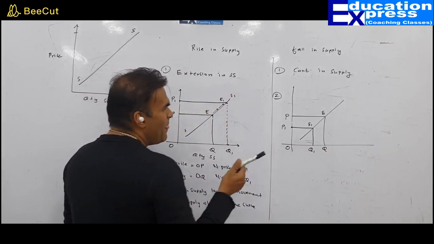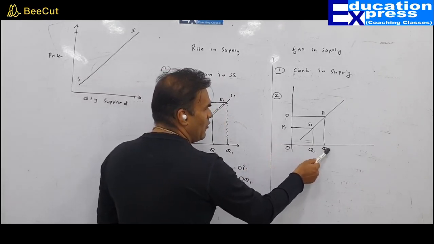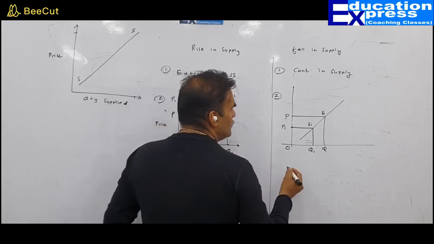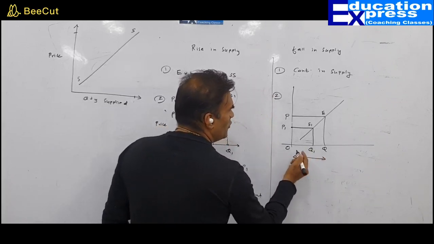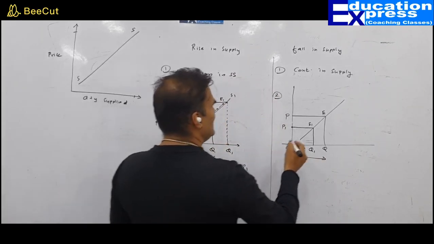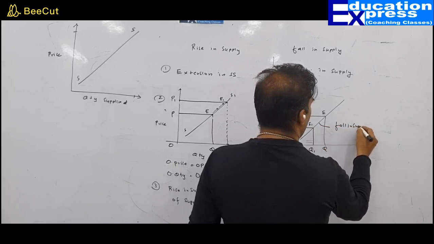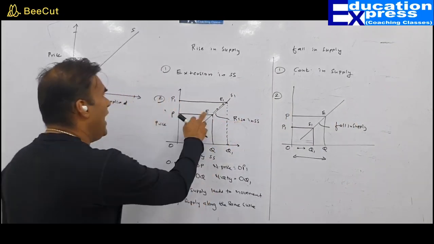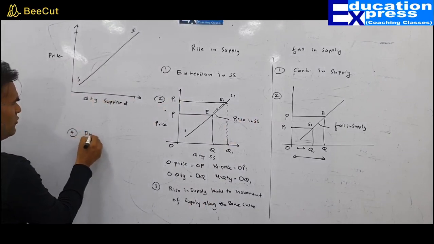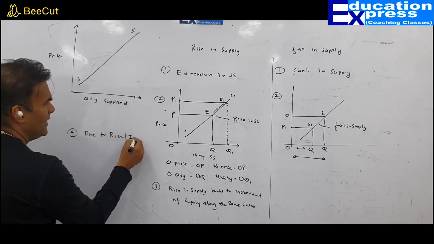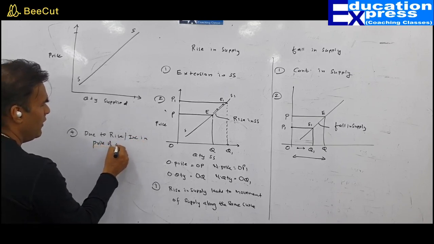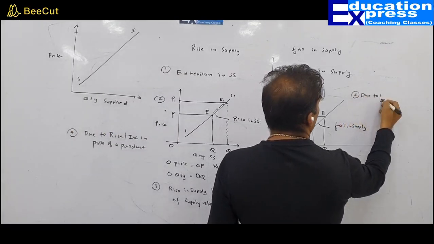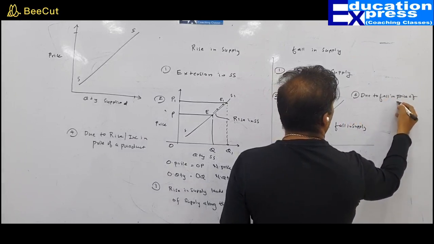So what happened? Very simple. When the price was OP, I was supplying OQ. But as the price fell down from OP to OP1, my supply also fell down from OQ to just OQ1. This is called fall in supply. Very good. And this is rise in supply. Why did it happen? It happened due to rise or increase in price of a product. Why did this happen? Sir, this happened due to fall in price of the product.